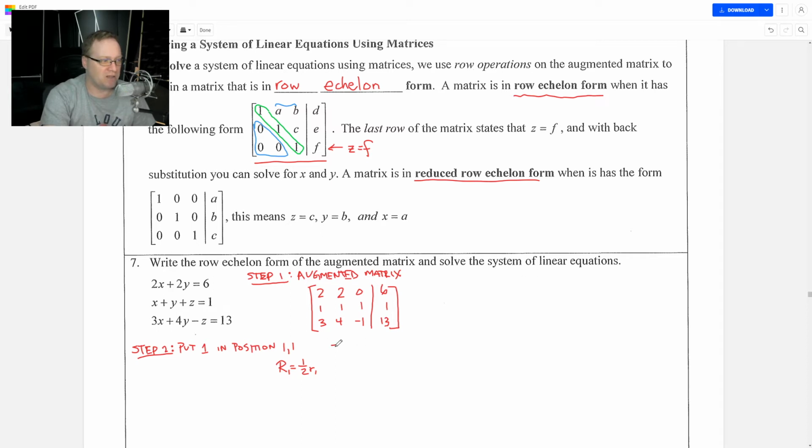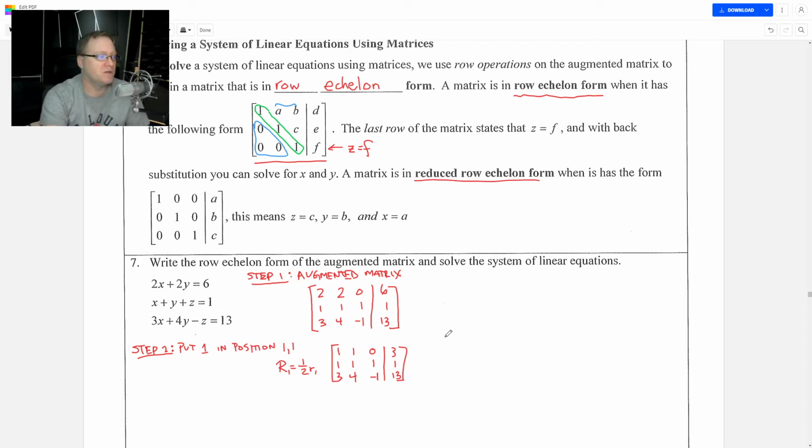Let's write that down now. Our new matrix is going to look like this. We're going to multiply everything in row 1 by 1/2. So it's going to be 1, 1, 0, 3. Isn't that right? We just multiplied everything by 1/2. We can do that. And then everything else isn't going to change. 1, 1, 1, 1. And then we have 3, 4, -1, 13.